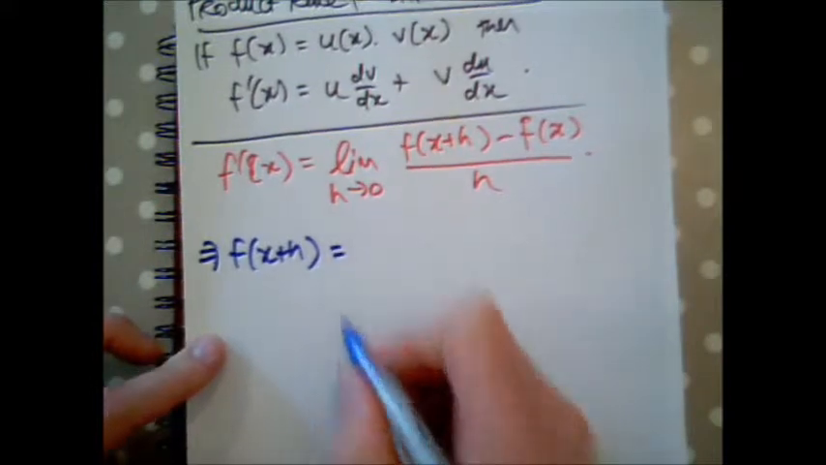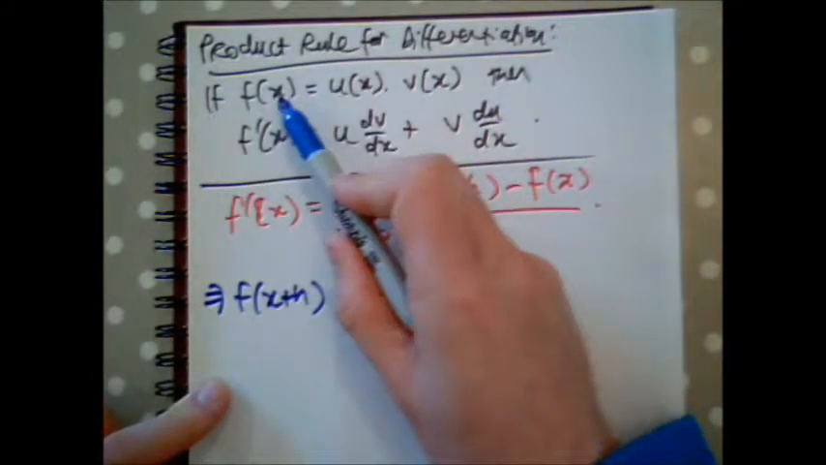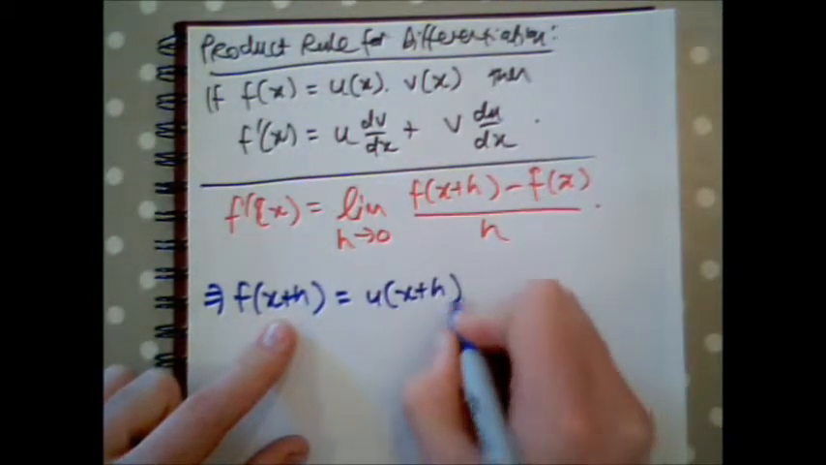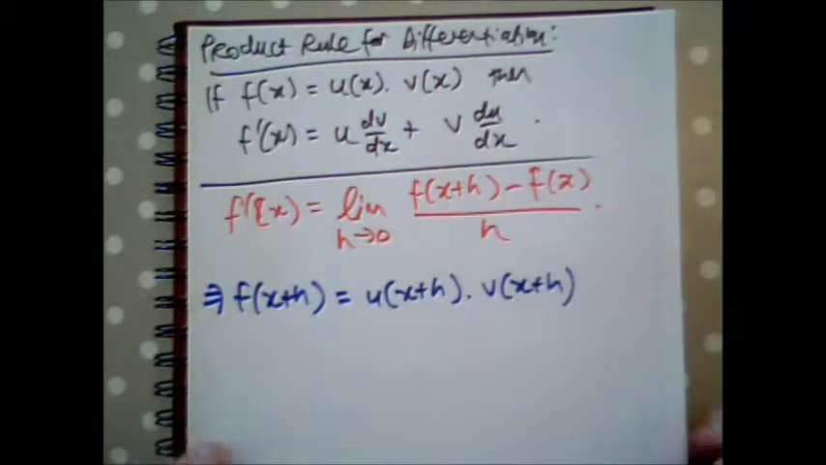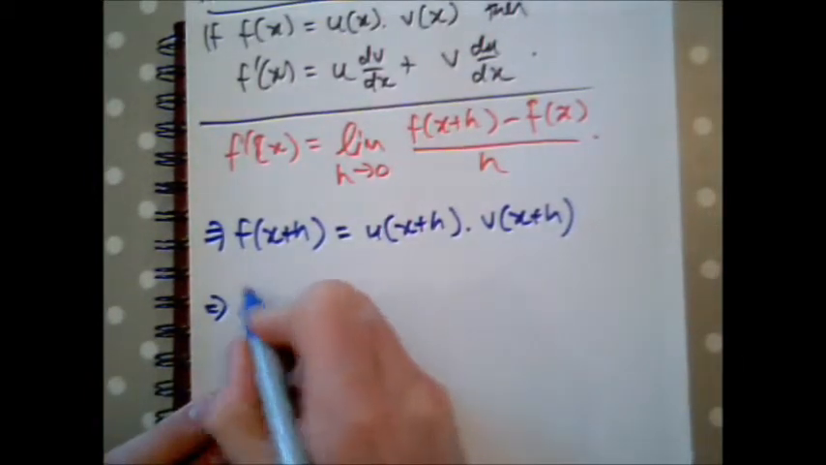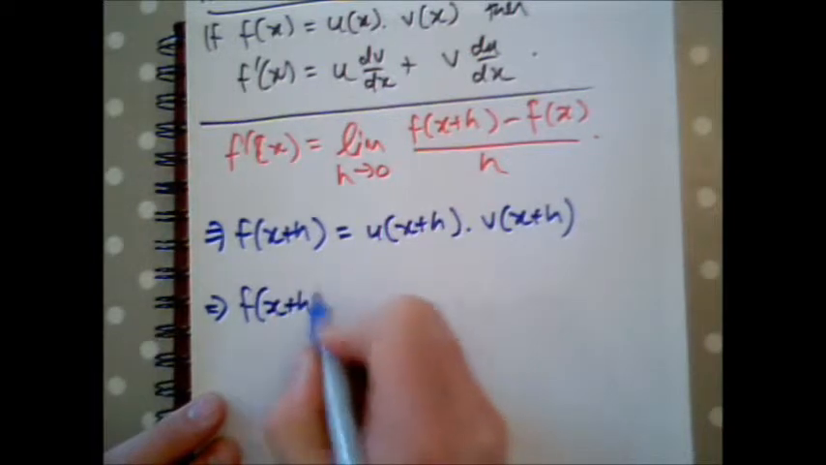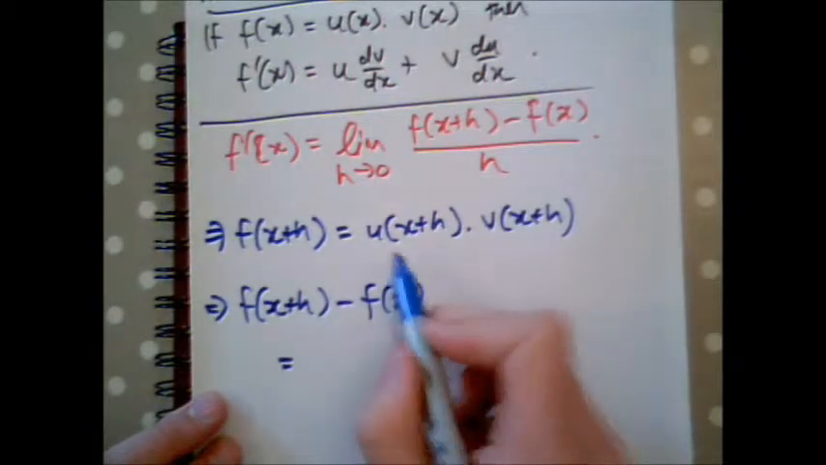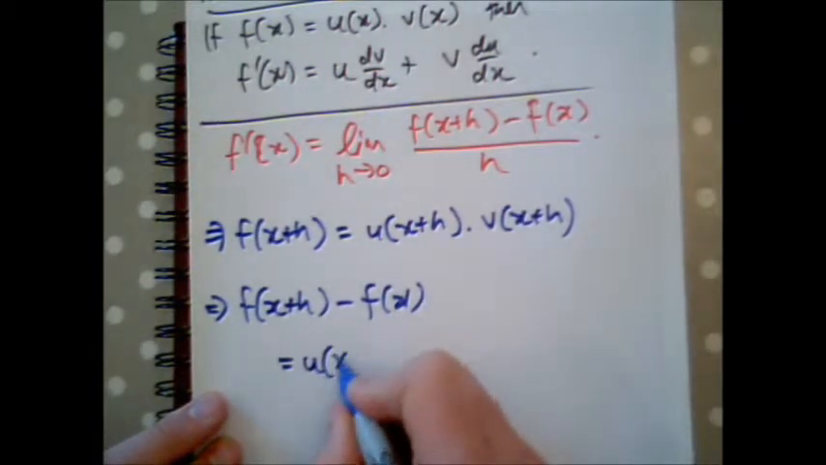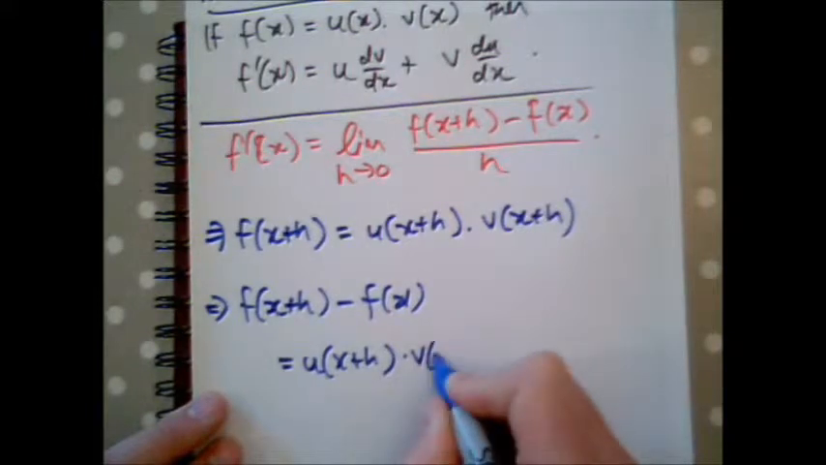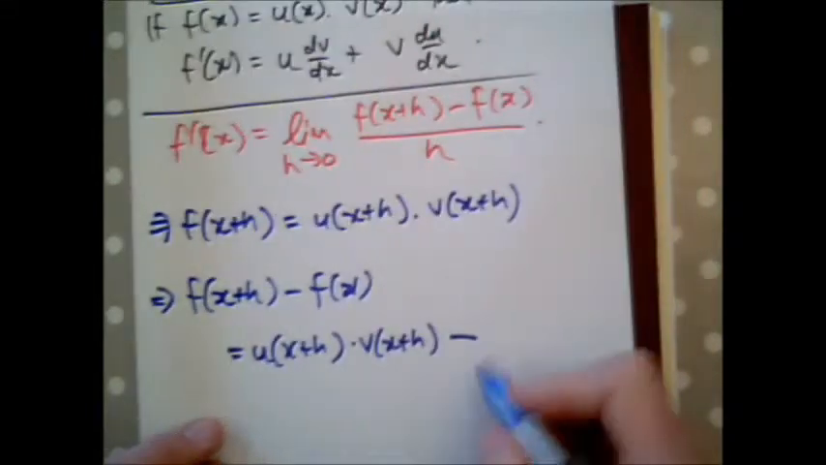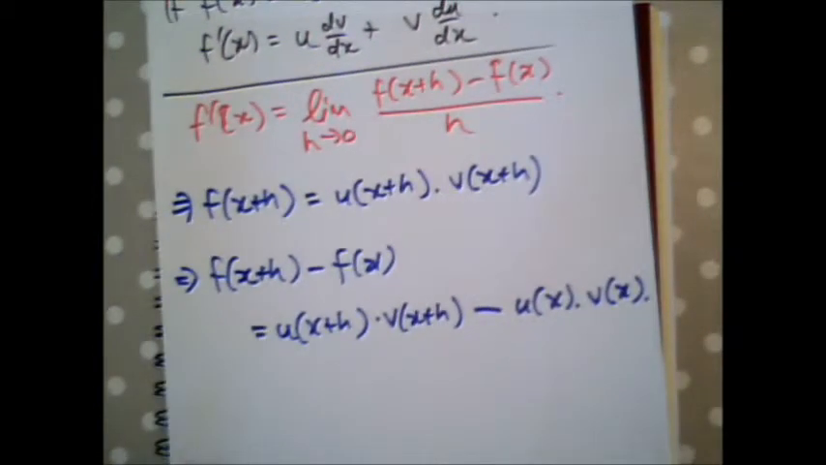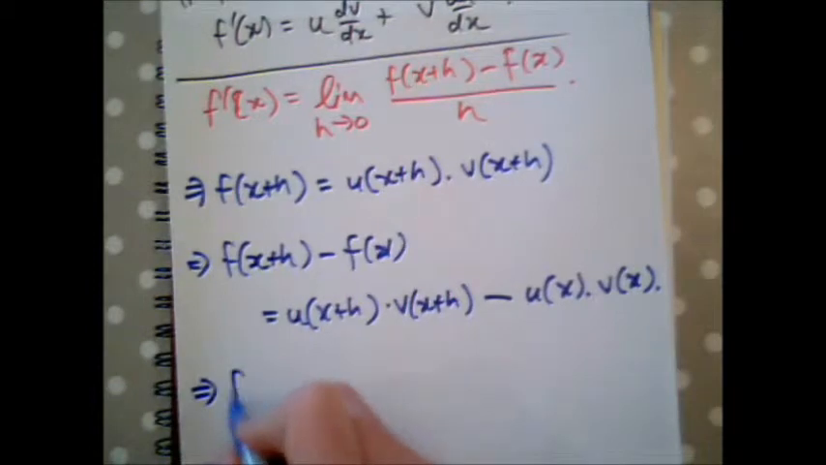So f of x plus h, we simply take this, and everywhere where we have an x, we're going to replace it with x plus h. So we get u of x plus h times v of x plus h. Okay, next line, f of x plus h minus f of x. So that's the whole top line in our formula. It's going to be f of x plus h, which is this thing, u of x plus h times v of x plus h, minus f of x, which we said was u of x times v of x. Okay, the next thing we do is we divide that by h.